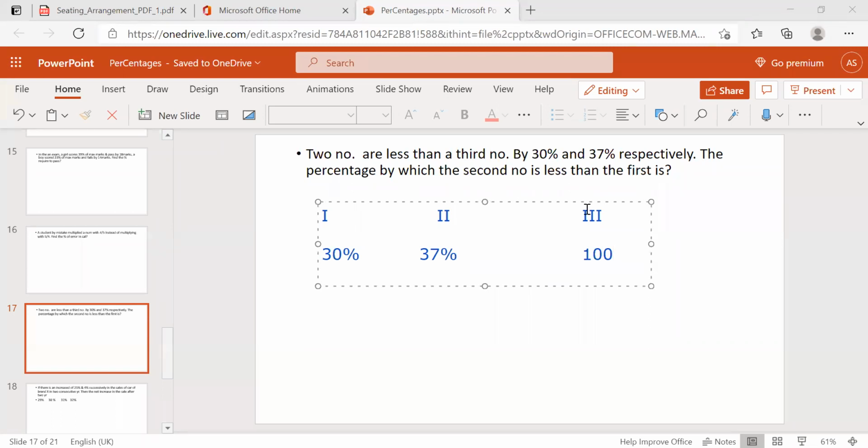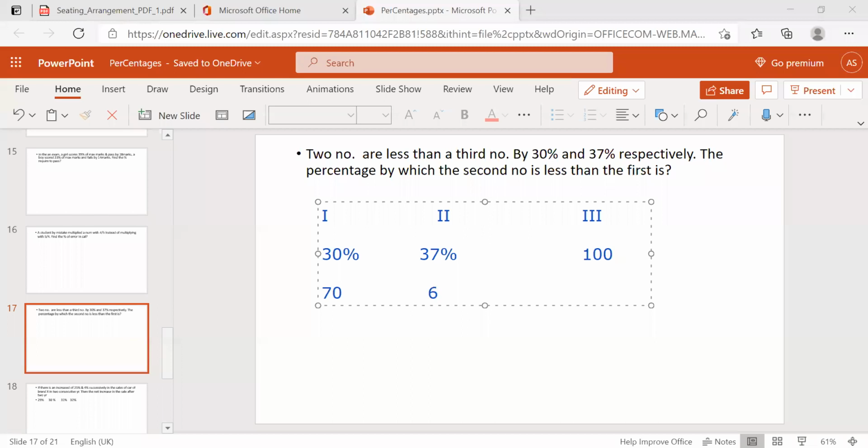Then from this, how much percentage less? That means what's the first number? It is 30% less than the third. So 100, 30% is 30. Less than 30 means 100 minus 30, it's nothing but 70. This number will be 70. Then the same way, the second is 37% less compared to the third number. 100 minus 37.